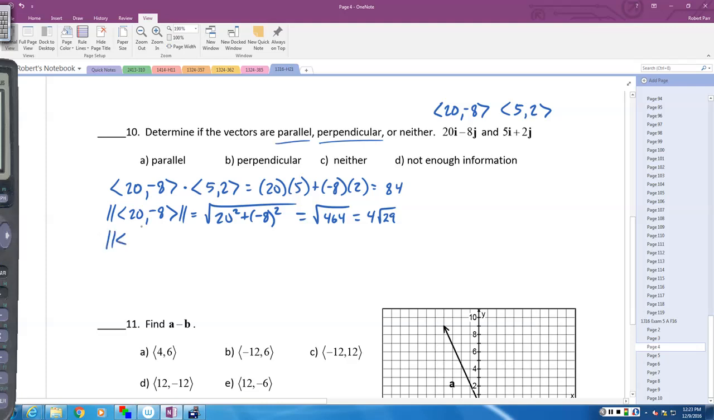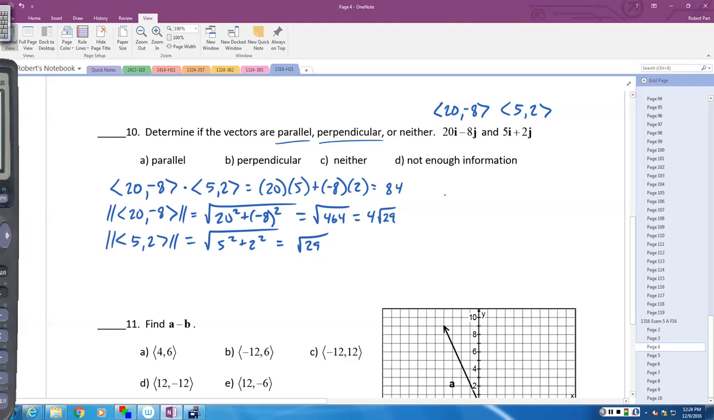All right, so the magnitude of the other vector, 5, 2, is going to be the square root of 5 squared plus 2 squared, which is the square root of 29. So the product of these two magnitudes is going to be 4 times 29. Is 4 times 29 equal to 84? No. I mean, 4 times 21 is 84. So I know right off the bat it's not parallel either.